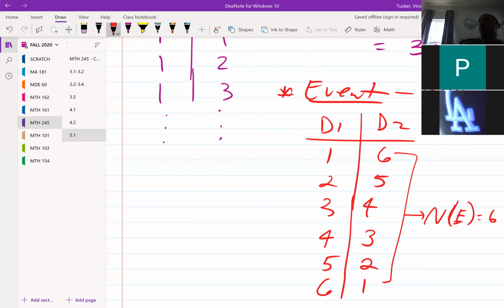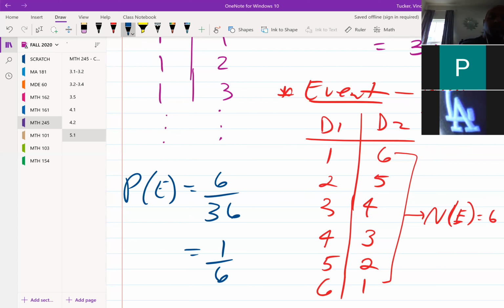All right. Questions on that before we look to finish off the problem? Nope. All right. So the probability of your event is going to be 6 over 36, which is 1 over 6.